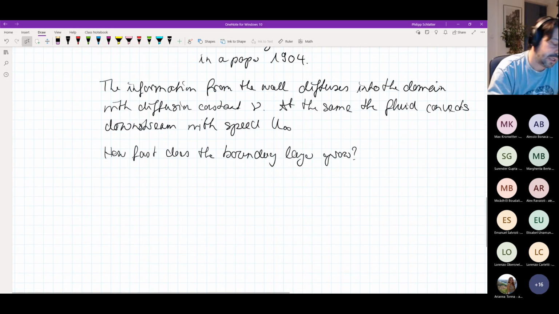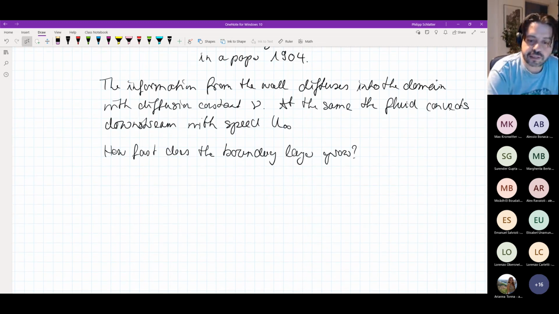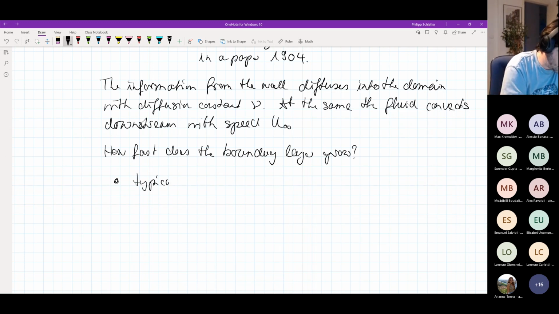So what we can do here, very simply, is a dimensional analysis. And what we do is we actually estimate the typical time scale for the diffusion in the vertical direction. So a typical time for the vertical diffusion.